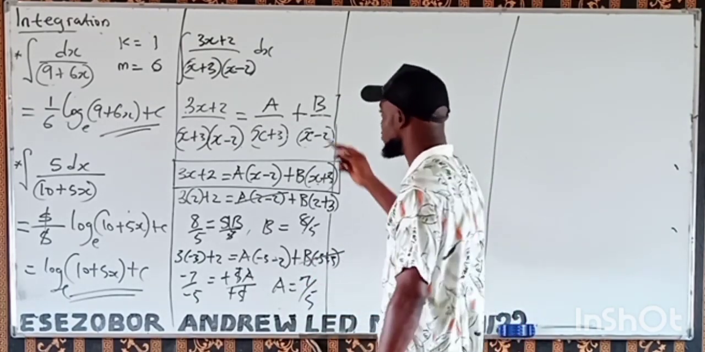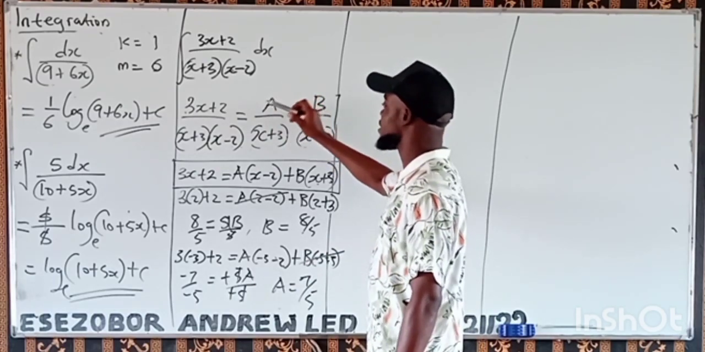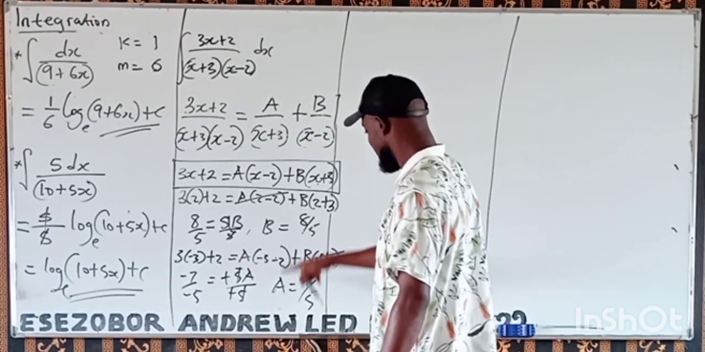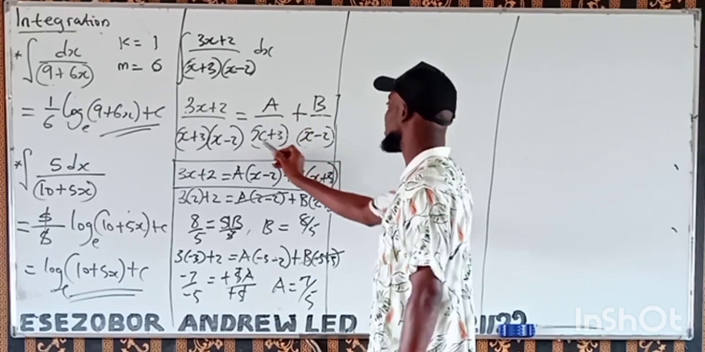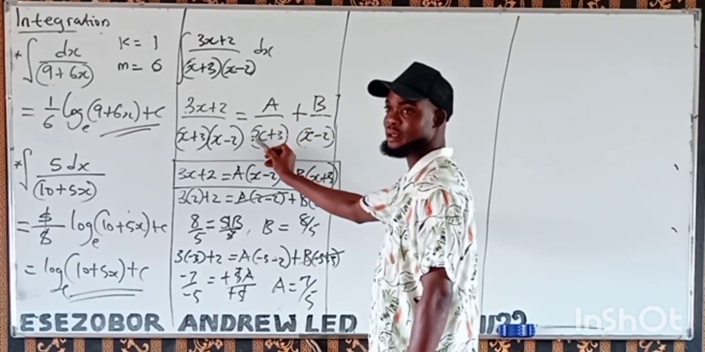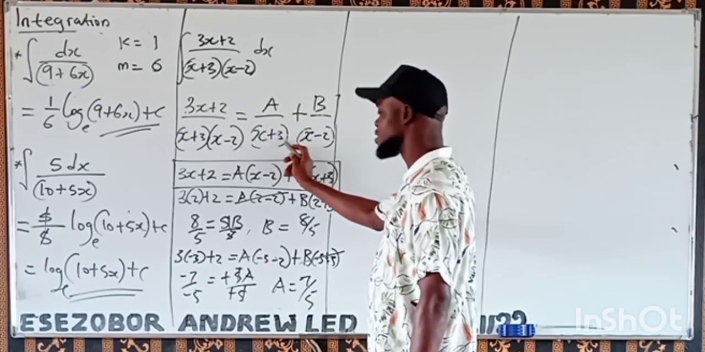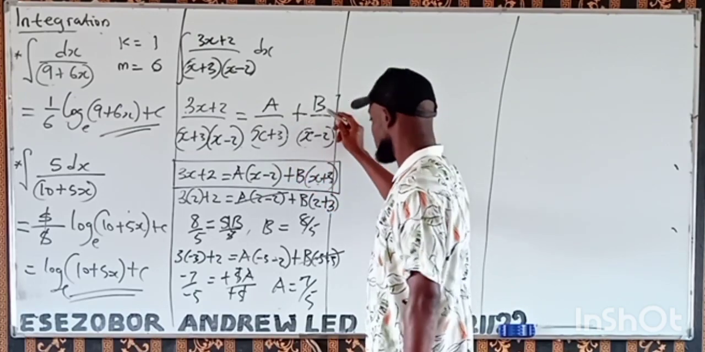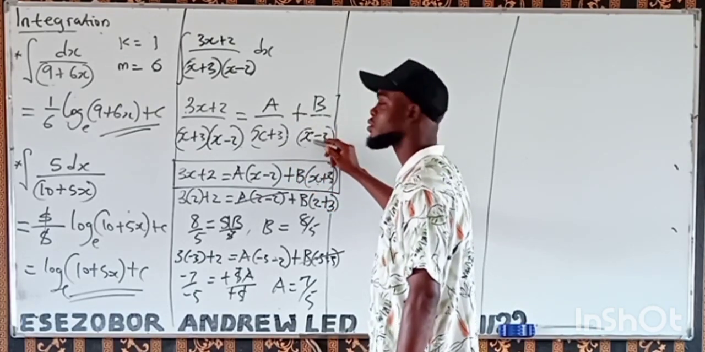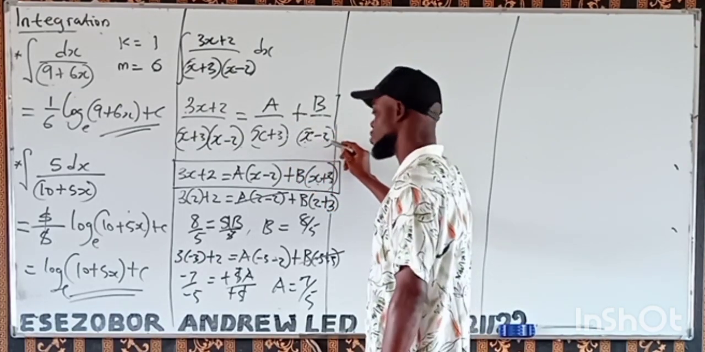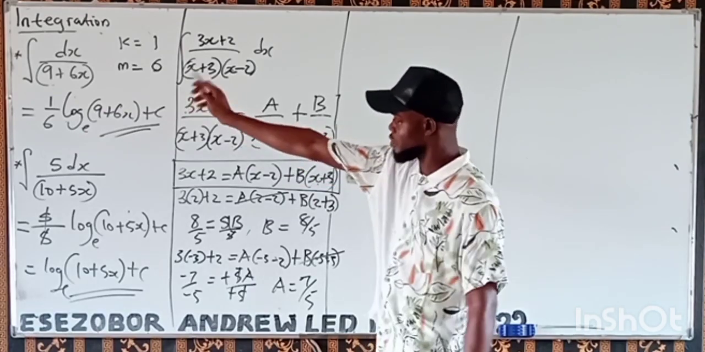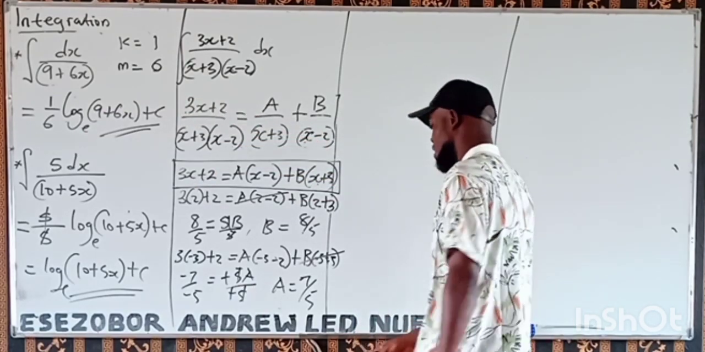So the answer to this one will be, since A is 7 over 5, over the coefficient of S which is 1, then log of this, plus this one, 8 over 5 over the coefficient of S which is 1, then log of this one, plus c. That's all, using that same method. So try and do that.